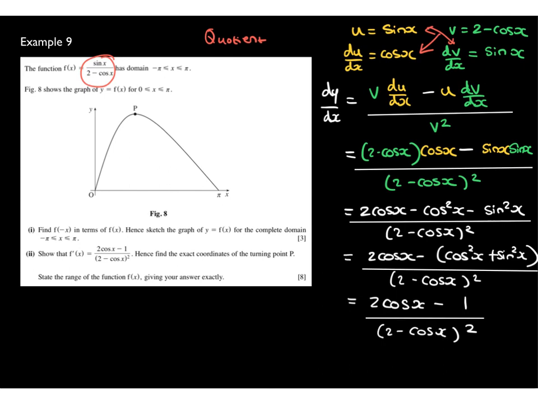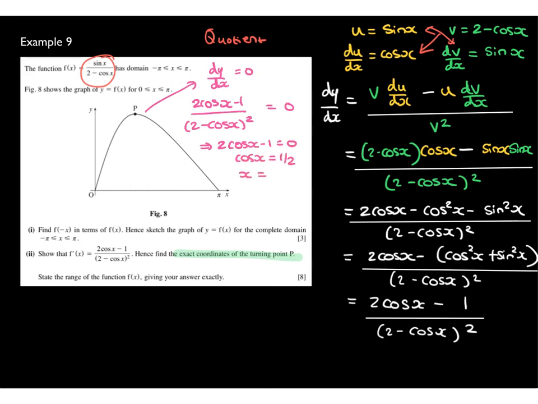Now, hence find the exact coordinates of the turning point P. So we know that at P, we're looking for dy by dx to equal 0. So that tells us that 2 cos x minus 1 over 2 minus cos x all squared equals 0. As we've come across previously, the only way this can be 0 is if the numerator is 0. So 2 cos x minus 1 equals 0. Cos x is equal to a half.